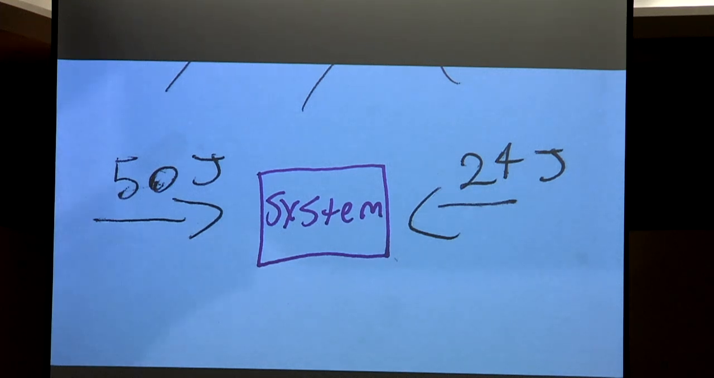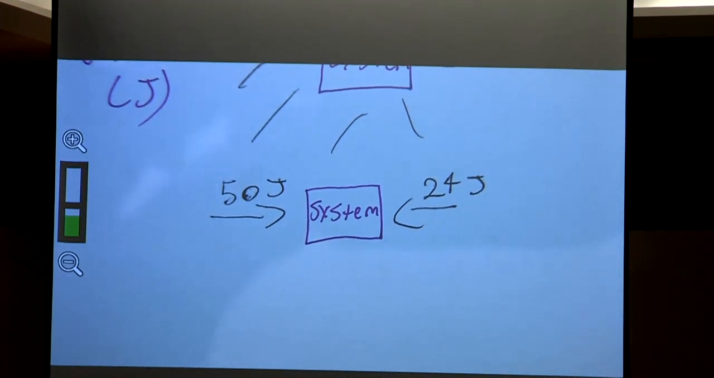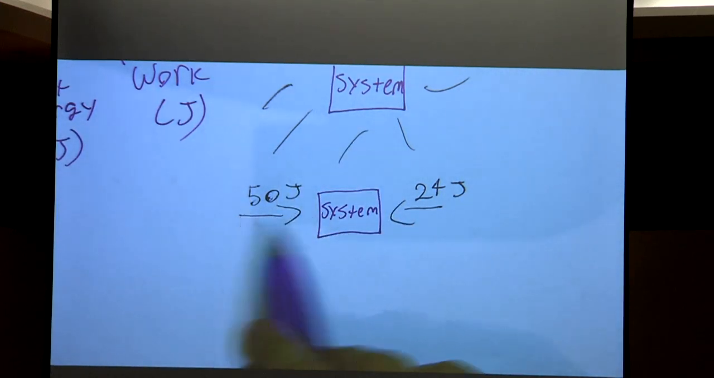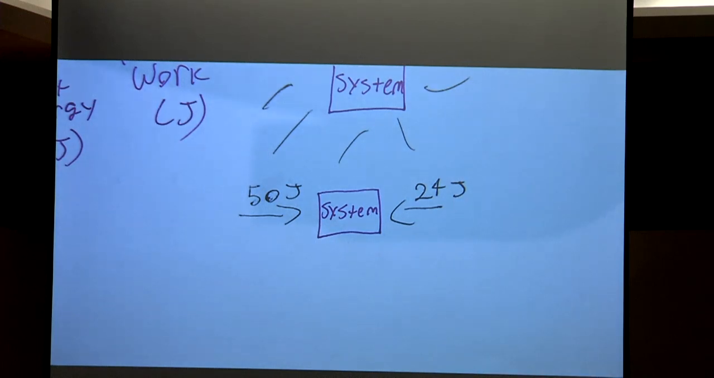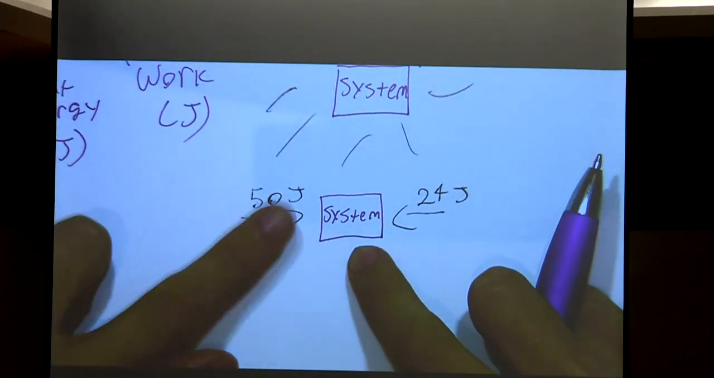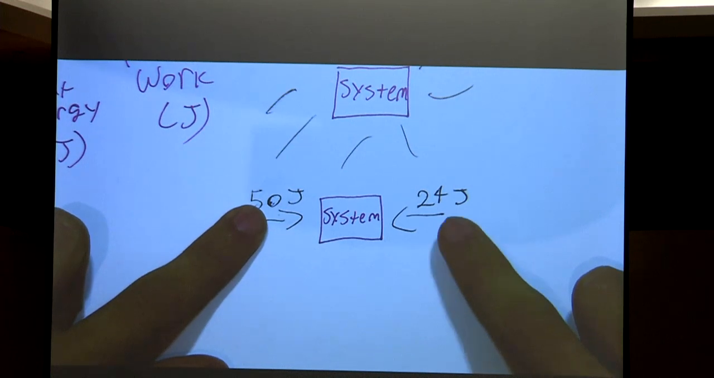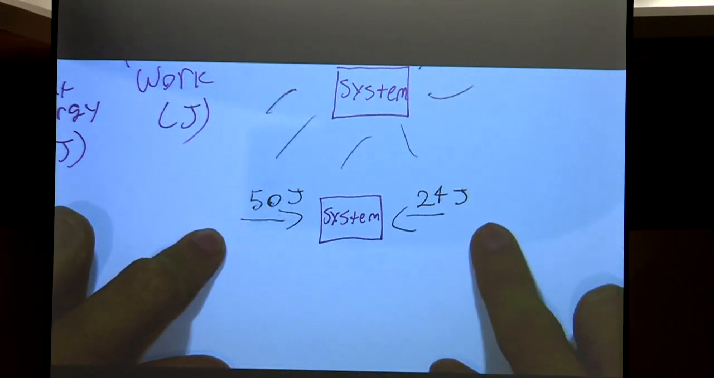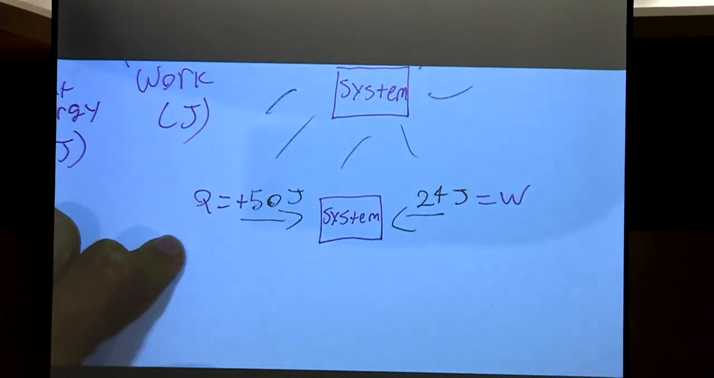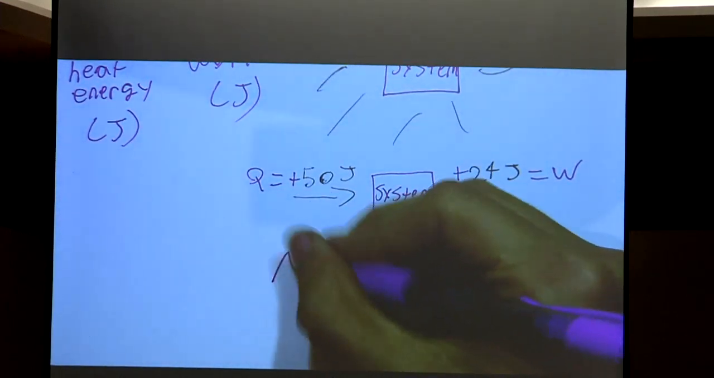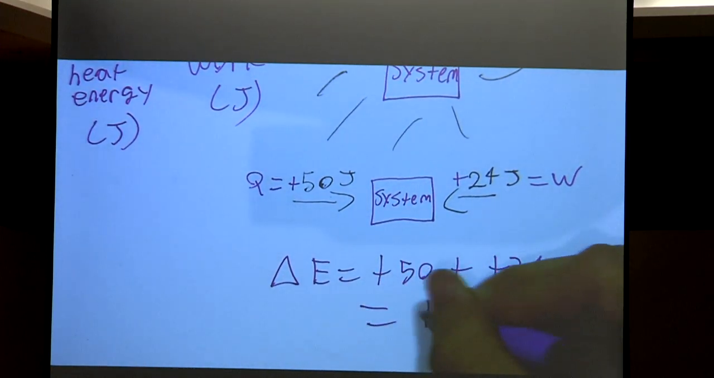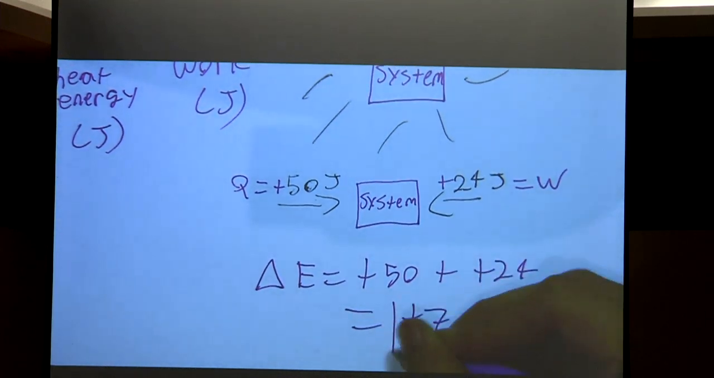Okay. So remember the first law of thermodynamics? Energy is neither created nor destroyed, right? So everything that happens to the system, the reverse of that happens to the surroundings. But for these problems, we're always just looking at the system. So the system gained 50 joules of heat and had 24 joules of work done to it. So that means that both of these numbers are positive. Remember that this is your Q, and that's your W. So the delta E is positive 50 plus positive 24, positive 74 joules.